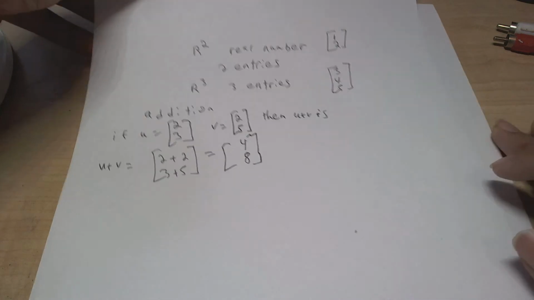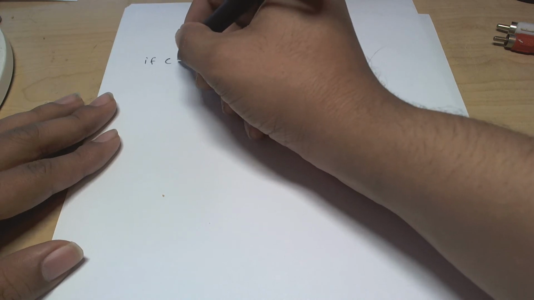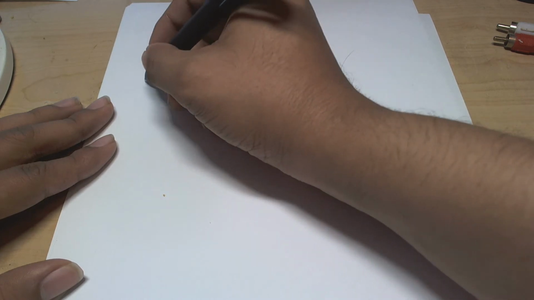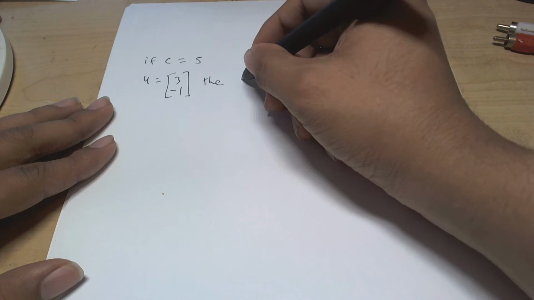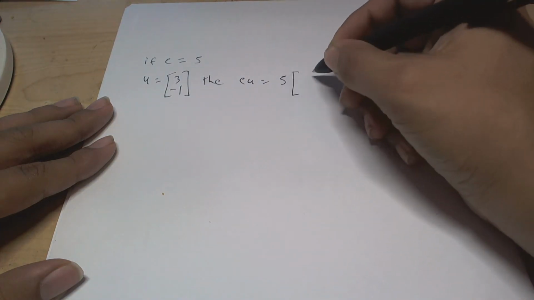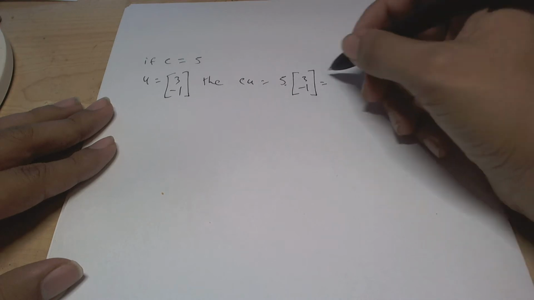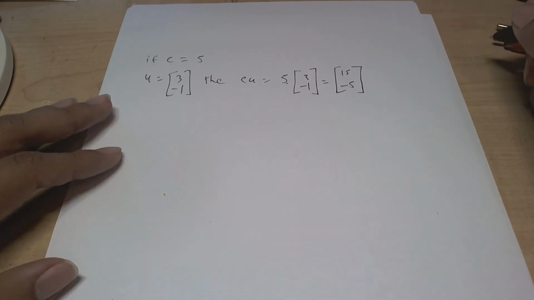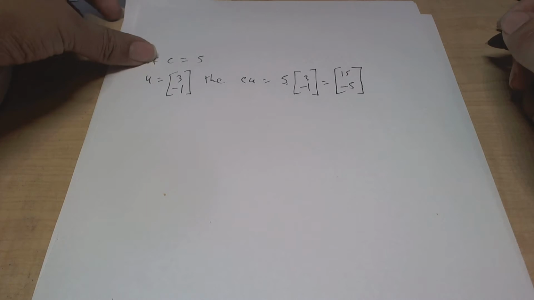Now I'm going to go on to multiplication by a real number. This is also called scalar multiplication. So if we get a C that equals 5, and a u that equals 3, negative 1, then cu is equal to 5 times 3, negative 1, and you multiply each entry by the scalar, which in this case is 5. So we're left with 15, negative 5. Now these two hold true for vectors with more than 2 entries. So for R3 and Rn, it holds true.